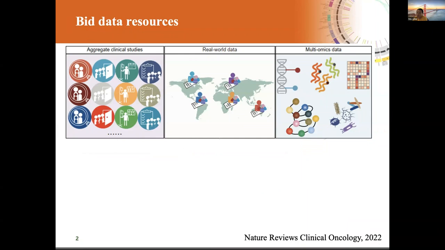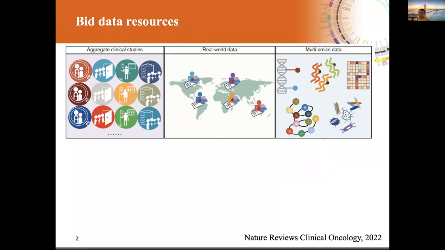So basically, there are a lot of different big data resources. For example, we summarized them in a recent perspective in Nature Reviews Clinical Oncology. The first one is clinical studies, like clinical trials, where we can do a meta-analysis to identify some targets and make clinical decisions. The second one is real-world data, which is kind of like health records. These provide another dimension for the data resources.